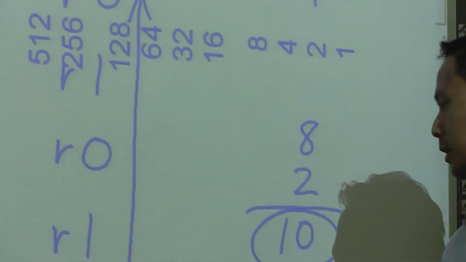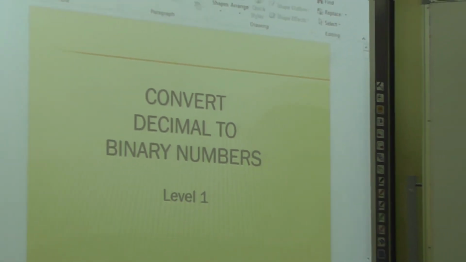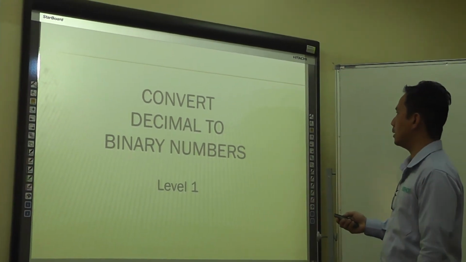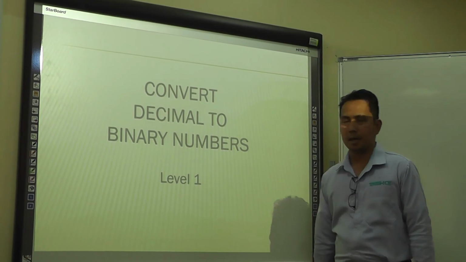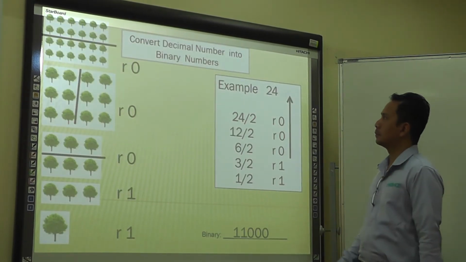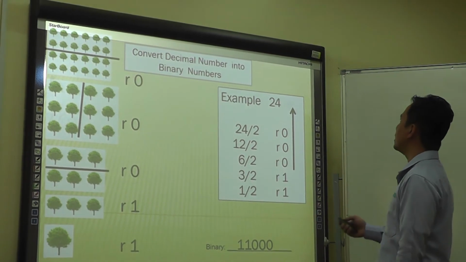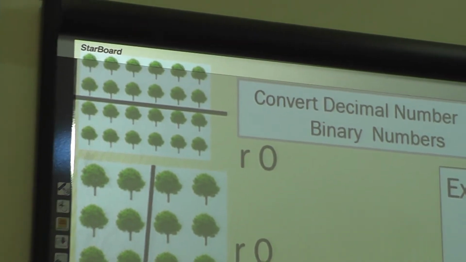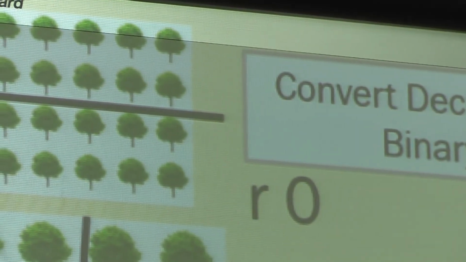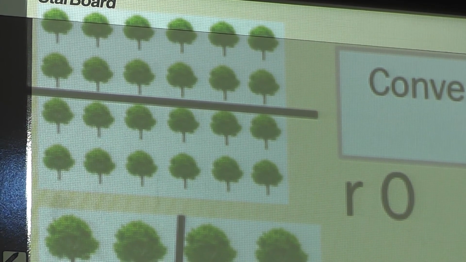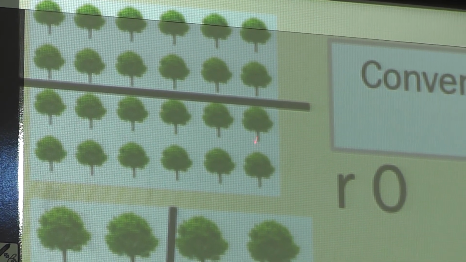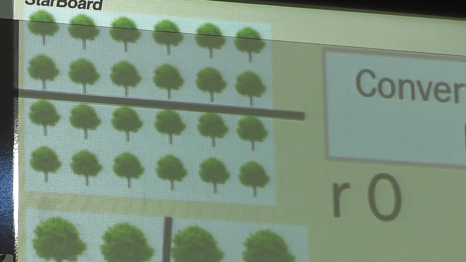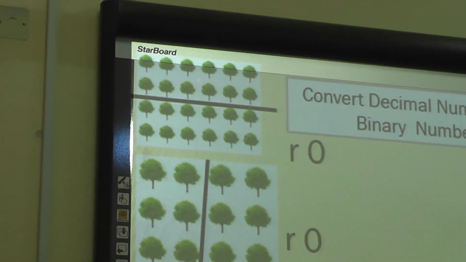Okay, I have a presentation. This is the method on how to convert a decimal into a binary number. If I have here 24 trees, we will divide the number until we get the binary number. Out of 24 trees, I need to divide it by 2.